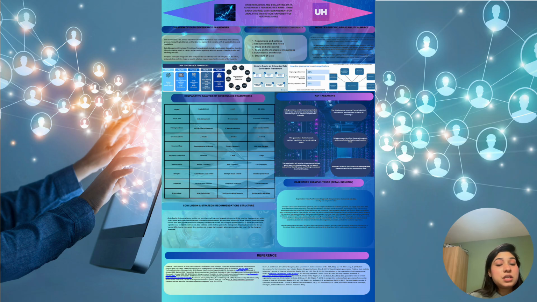Then the middle section of the poster compares the key governance frameworks, including DAMA DMBOK, COBIT, and ISO/IEC 38500. This comparison highlights how different frameworks focus on different levels such as data management, IT controls, and leadership responsibility, and why organizations often combine elements from more than one framework.